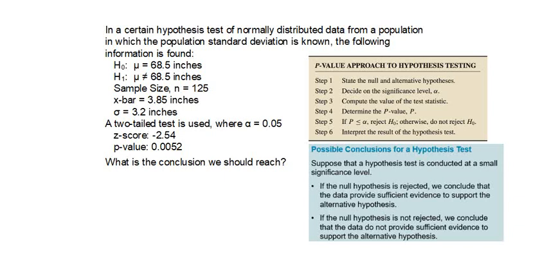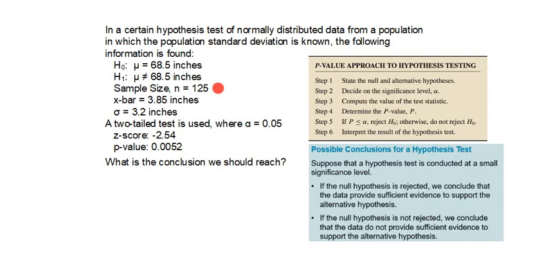So let's look at some information that I found on a particular test. In this test, we've stated our null hypothesis that the mean is 68.5 inches. Perhaps we're talking about heights. Its alternative is that the mean is not equal to 68.5 inches. We're conducting a two-tailed test.